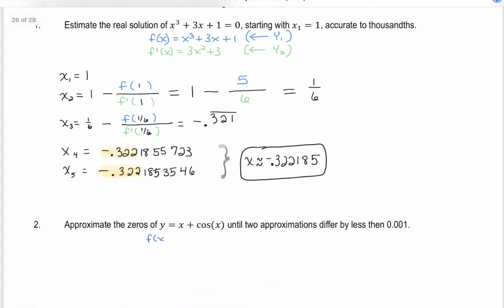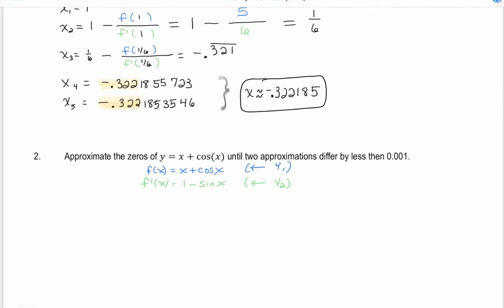and so this is going to be my, of course, f of x is x plus cosine of x. And for Newton's method, we're also going to need f prime here at some point, so I'm going to go ahead and write that down. So that's going to be 1 minus sine of x. Now remember, this is where in my graphing calculator, I'm going to store y1 as f and y2 as f prime.